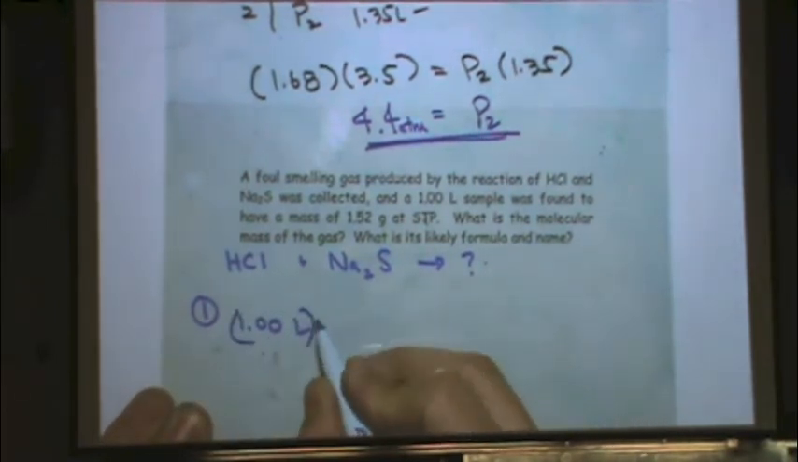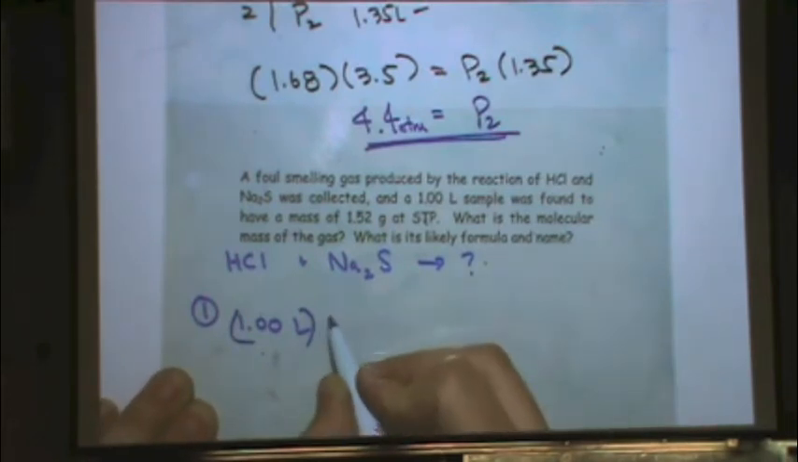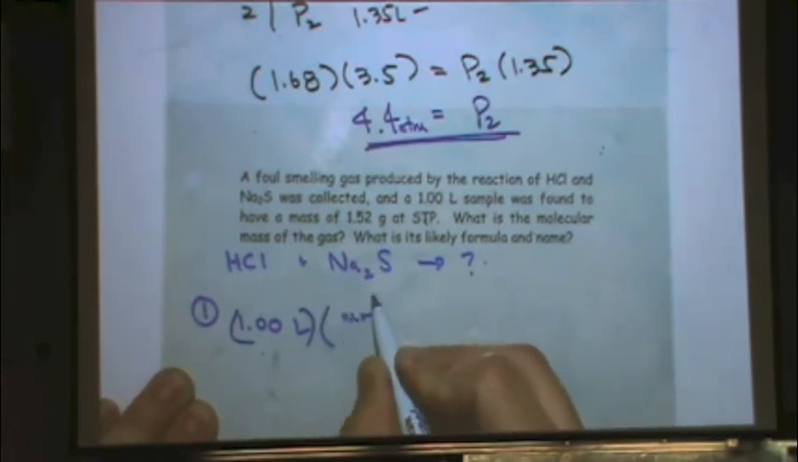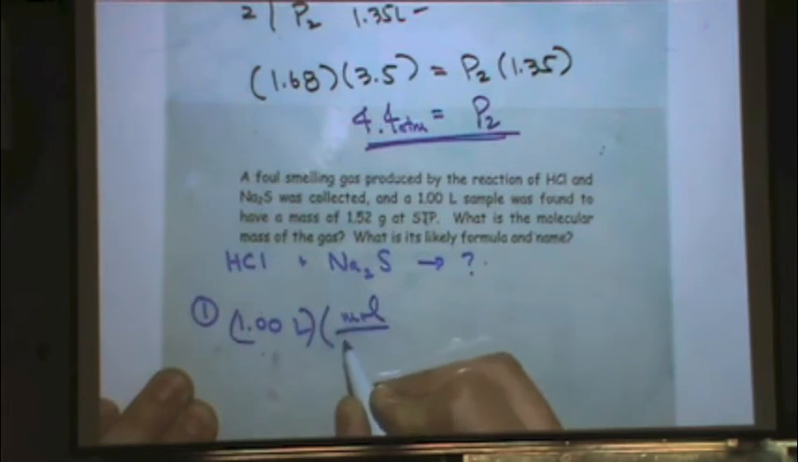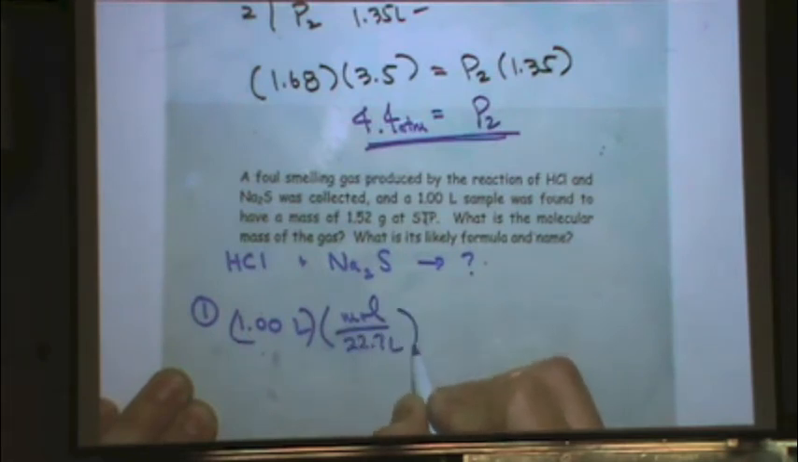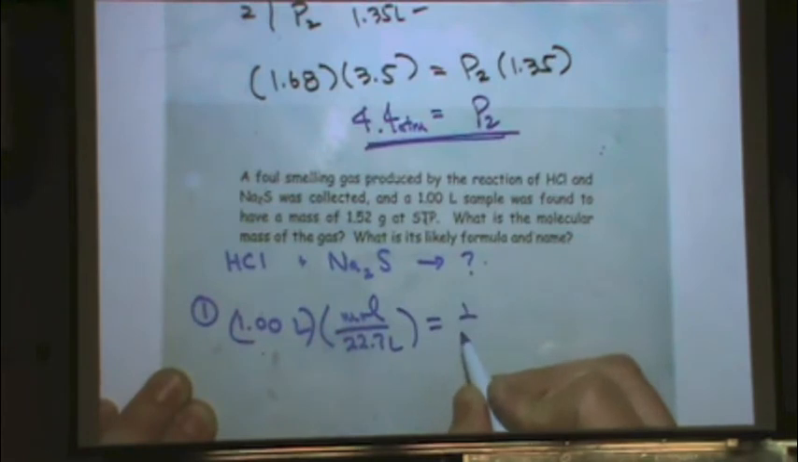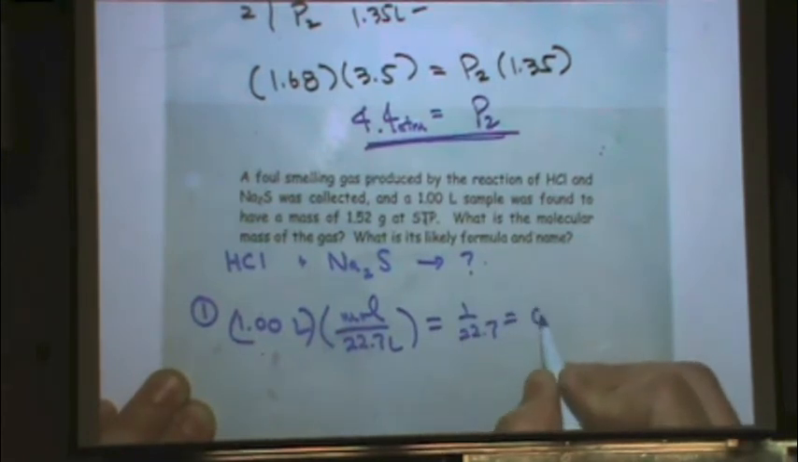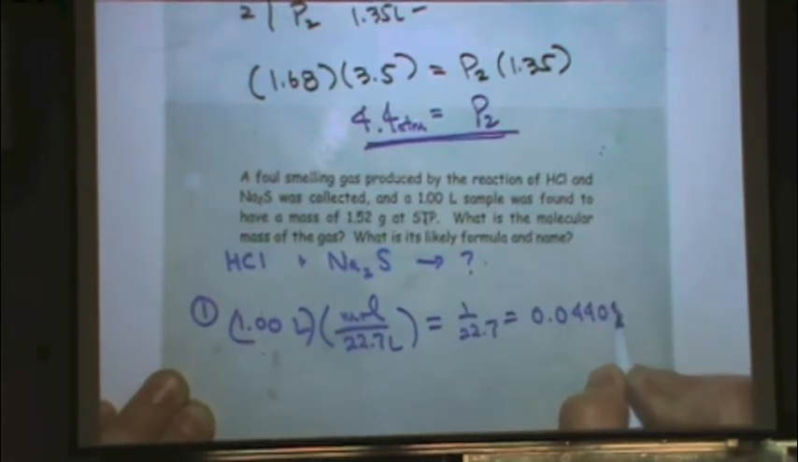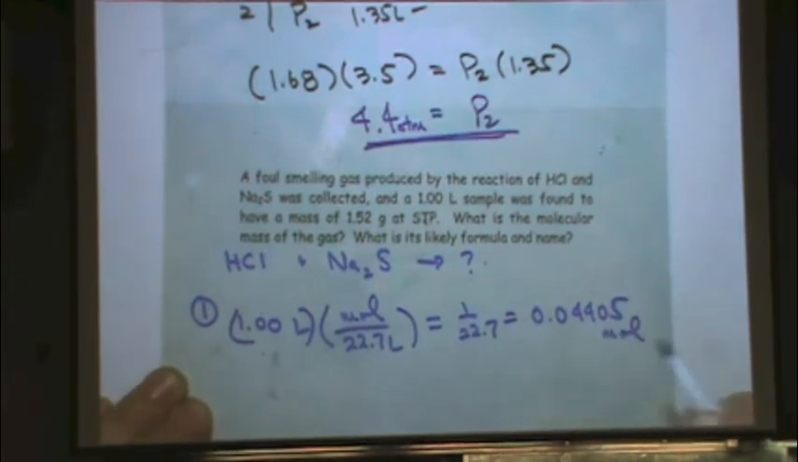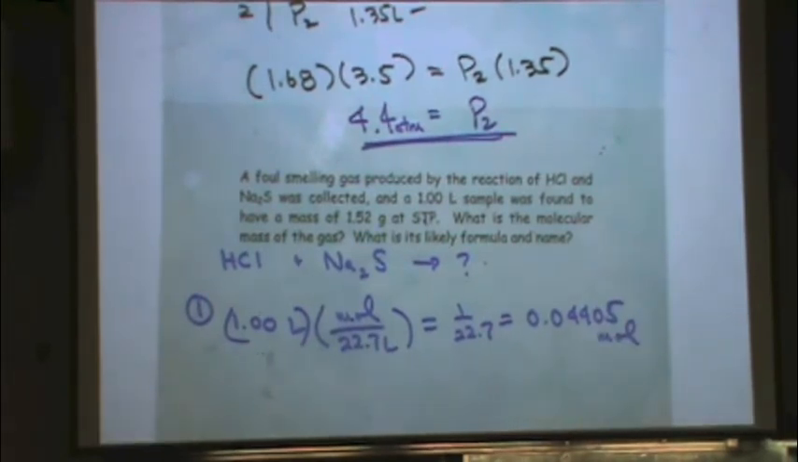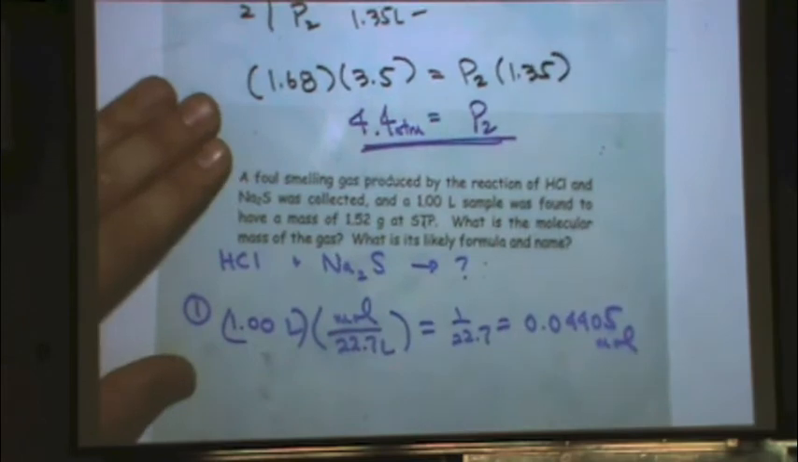that I start off with. I need to find moles. I can say there's 1 mole for every 22.7 liters, and that gets me 1 over 22.7 moles, or 0.04405 moles. Okay, so there's both moles. And because I know there's 1 liter collected, this is the moles of the gas.